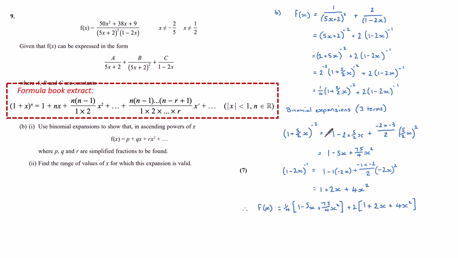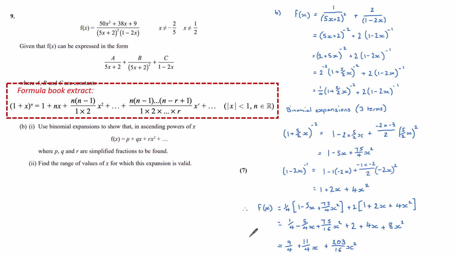Now bringing these into my f of x expression, where I have a quarter lots of the (1 plus 5 over 2 x) expansion, so that's a quarter of my 1 minus 5x plus 75 over 4 x squared, plus 2 lots of my (1 minus 2x) to the minus 1 expansion, which is 1 plus 2x plus 4x squared. Expanding each of these brackets gives me the following, and then collecting the like terms, I have 9 over 4 plus 11 over 4 x plus 203 over 16 x squared.